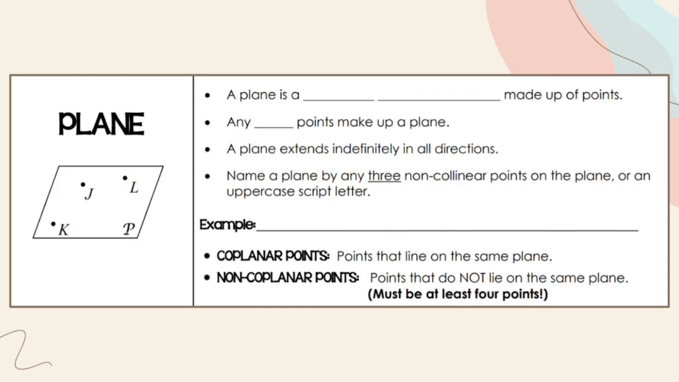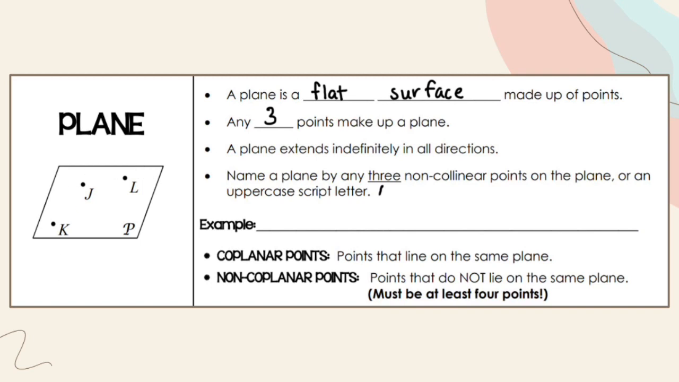A plane is a flat surface made up of points, and any 3 points make up a plane. A plane extends indefinitely in all directions. So over here, we're given boundaries, but that's just to tell us, hey, there's a plane here. It's understood that it goes this way, this way, this way. It goes forever and ever in all directions.